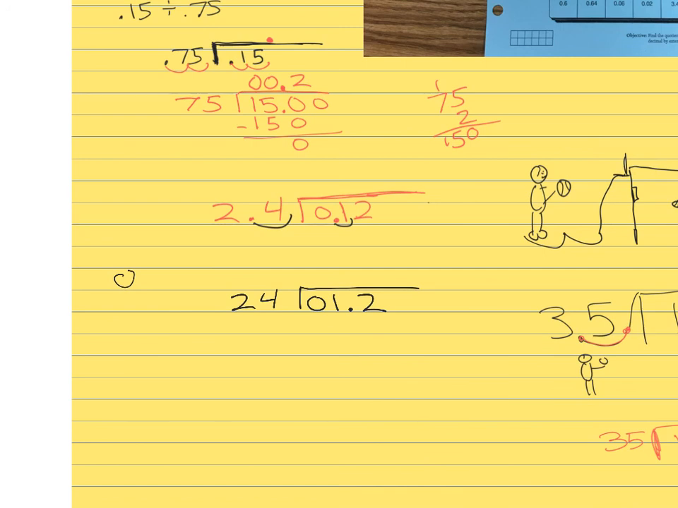So, does 24 go into 0? No. Does 24 go into 1? No. Does 24 go into 12? No. Add some zeros. Does 24 go into 120? Yeah. So let's do 5. 24 times 5: 4 times 5 is 20, 5 times 2 is 10, plus 2 is 12. Oh, 120, there it is. So that's 5. 120, I have 0 left over. So the answer is 0.05, or 5 hundredths. All right, so give those a try.